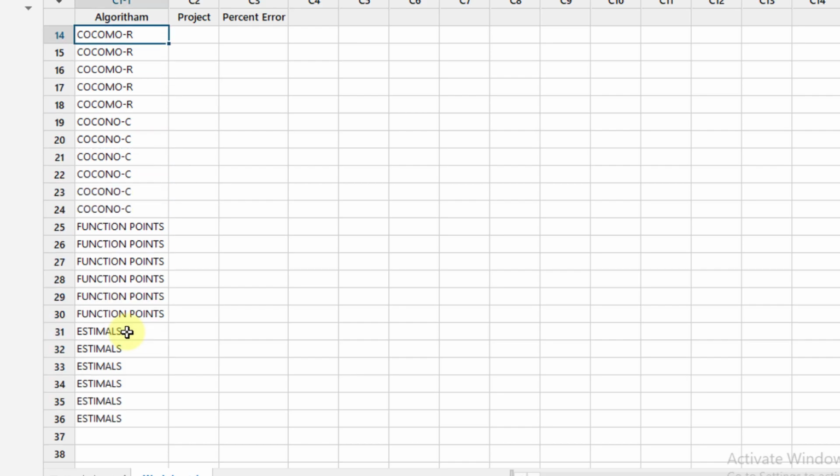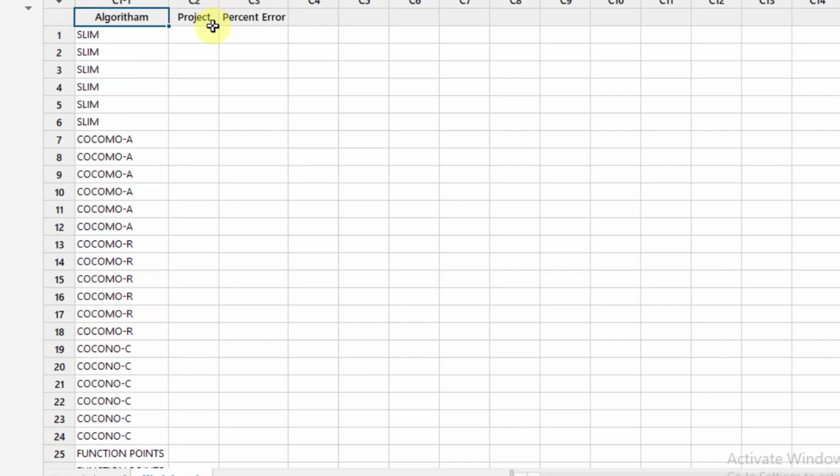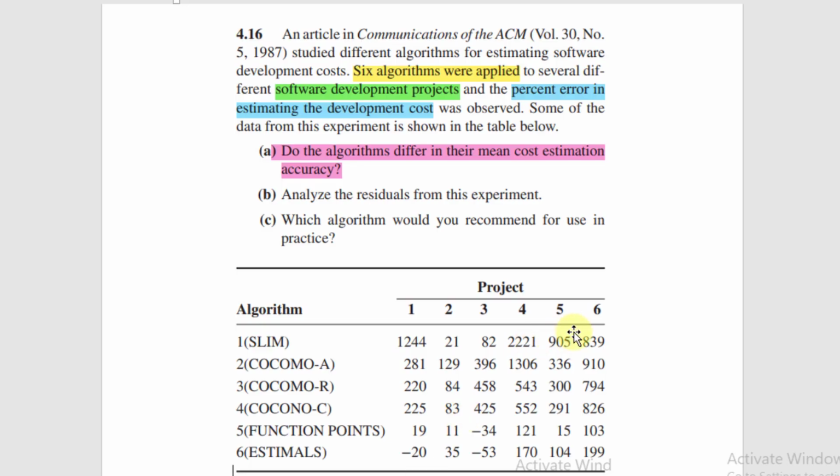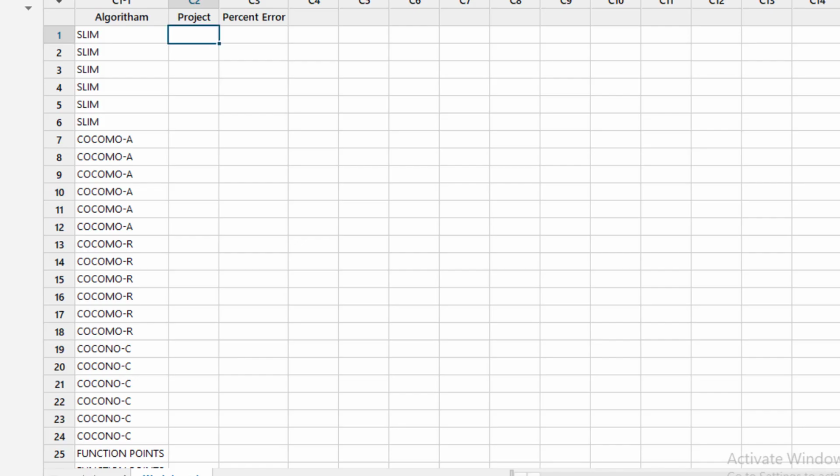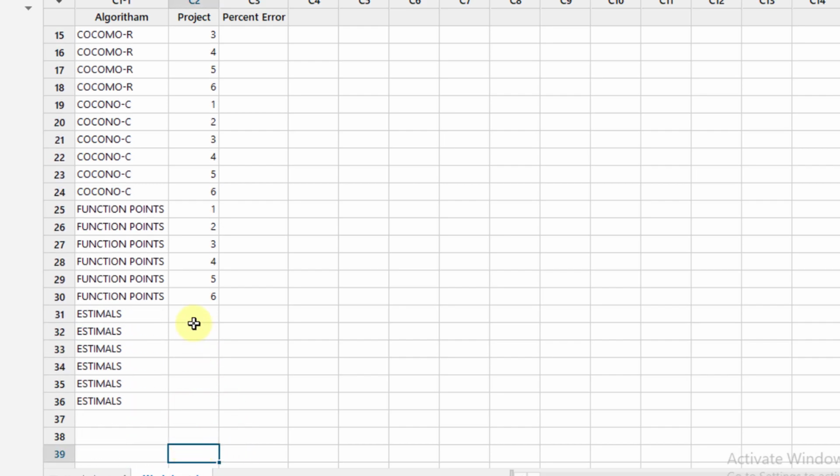Now we come towards the second column, the project. Projects are from 1 to 6. So we will write 1 to 6 just once, and then we will copy and paste for the rest of them. Write the first set, Control C to copy, Control V, again Control V, Control V, and here Control V, come down, and the last time press Control V.